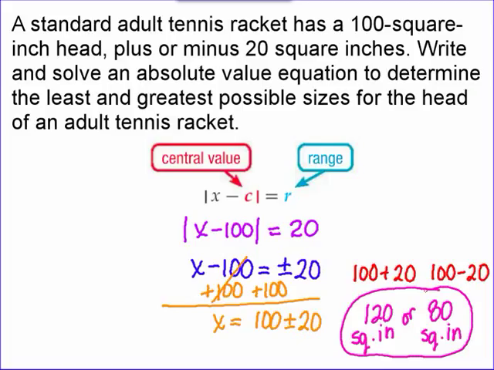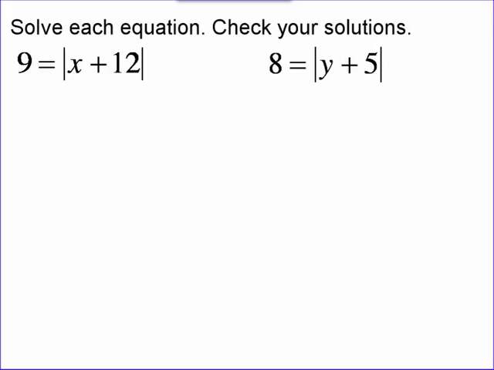All right, we're going to go ahead and look at another problem. We're going to look at a couple of these. Let's look at this one right here. Solve each equation, check your solutions. So now we're going to start with some easier problems, and then gradually we're going to work our way up to a few more complicated equations. But 9 equals the absolute value of x plus 12. So I need to get rid of the absolute value symbols, right? So what undoes absolute value? Plus or minus. So I'm going to write this as plus or minus 9 equals x plus 12.